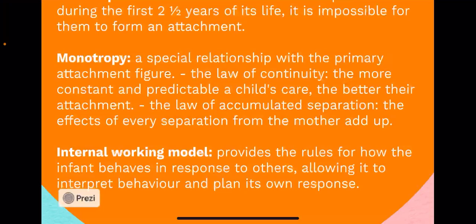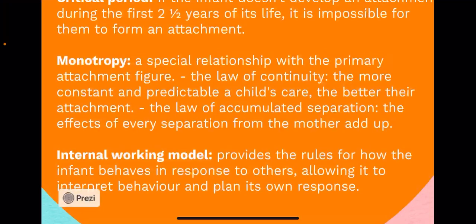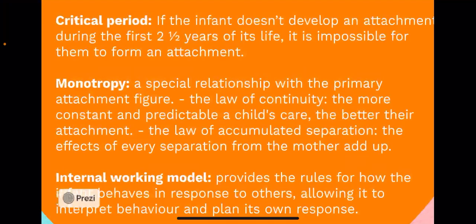Monotropy is the idea that we have a special relationship with a primary attachment figure, and Bowlby suggested that there are two key things here. There's the law of continuity, so the more constant and predictable a child's care, the better their attachment, and the law of accumulated separation, so the effects of every separation from the mother add up. So this is linked to the idea of the critical period previously.